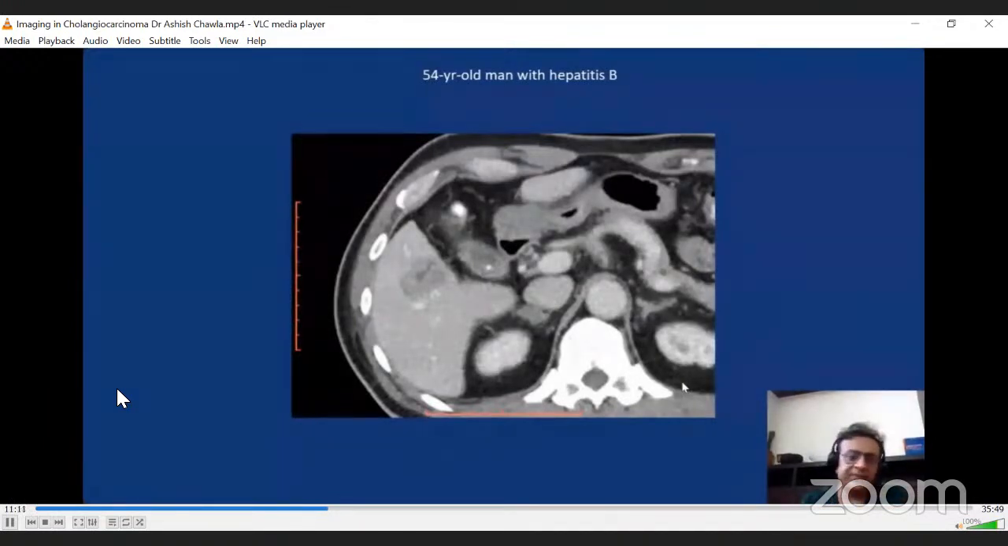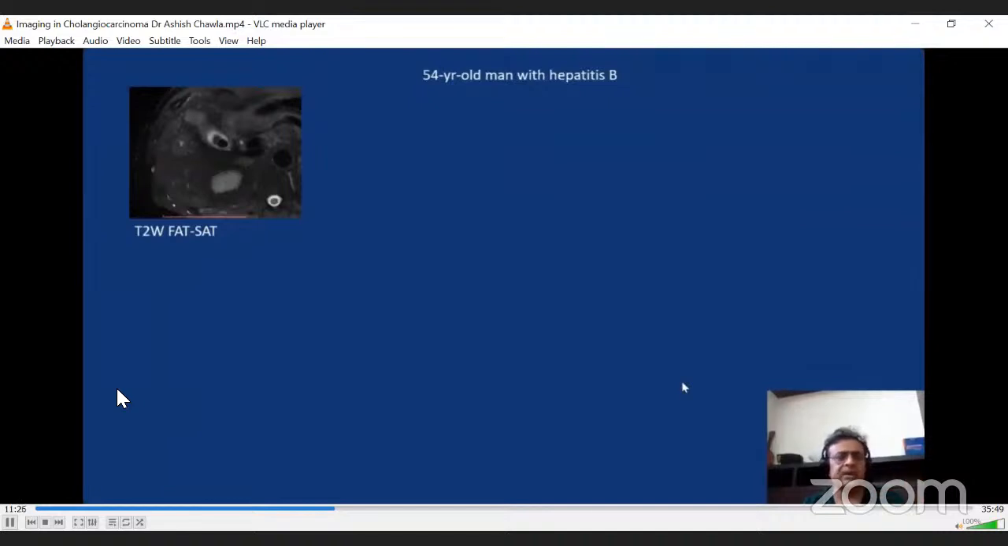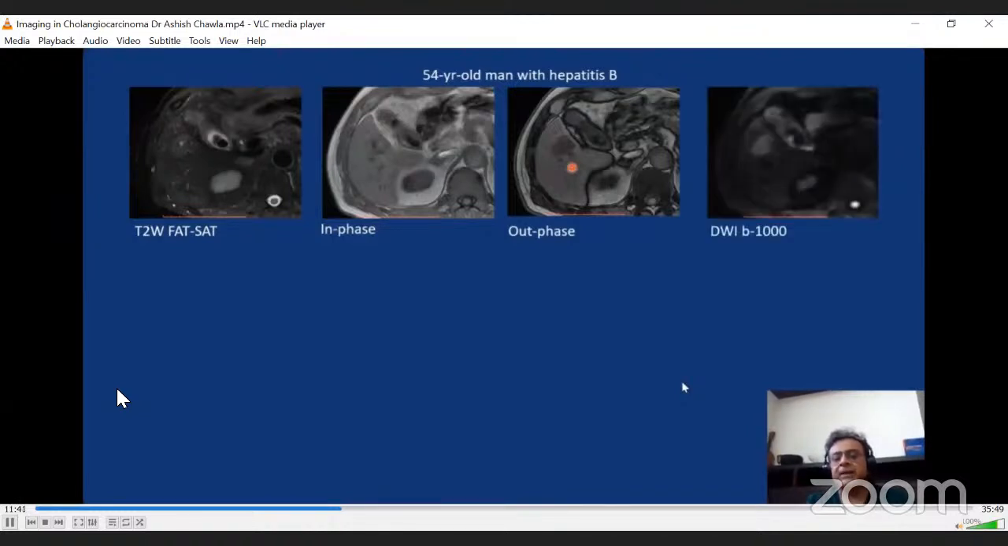Another example, a 54-year-old man with hepatitis B. Again, the question is the same: whether this is a hepatoma or cholangiocarcinoma. Let us see what the MRI shows. On MRI, this lesion is mildly bright but quite well demarcated on T2 fat sat images. There is a lot of information in the T1 weighted images. In the out of phase image, the tumor looks darker. There is signal loss, suggesting that there is fat inside the mass.